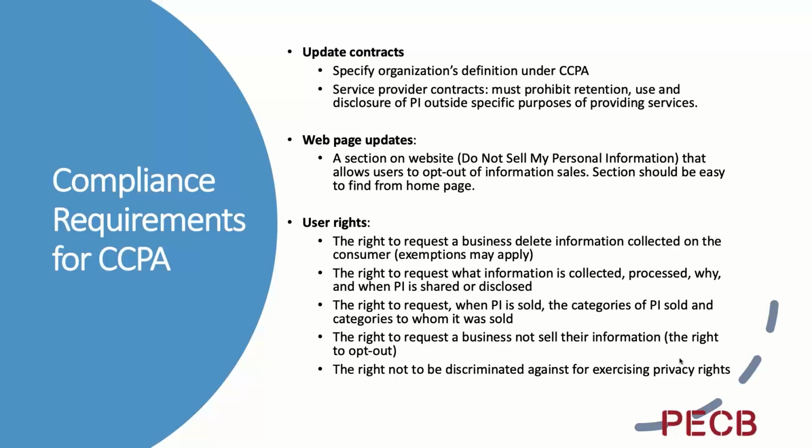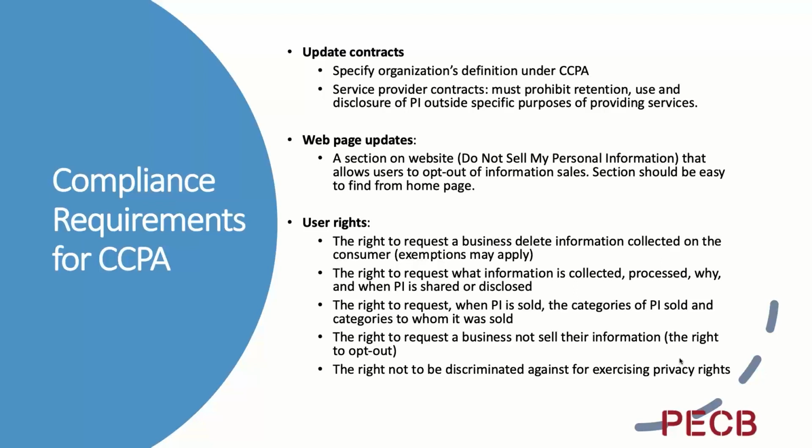Website updates: in addition to that privacy notice piece, if you're planning to sell information, include a section on do not sell my personal information that allows users to opt out of information sales. This should not be hidden. Don't fall into dark patterns where this requires about 8 different clicks to find.